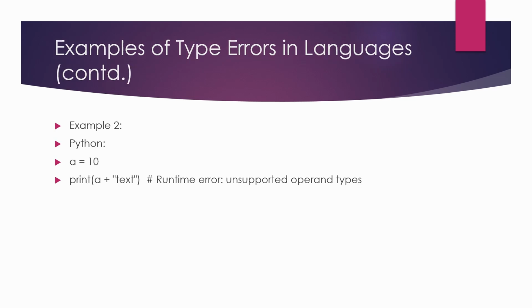In Python, this kind of error can occur at runtime. If you try to add a string to an integer, Python will throw a runtime error saying the operands are of incompatible types. These kinds of errors are harder to catch compared to compile time errors because they only show up during execution.